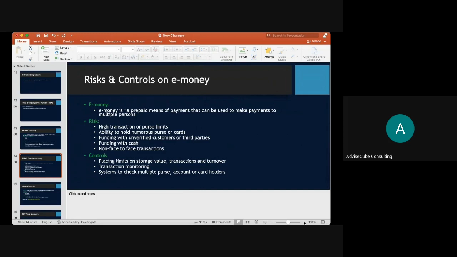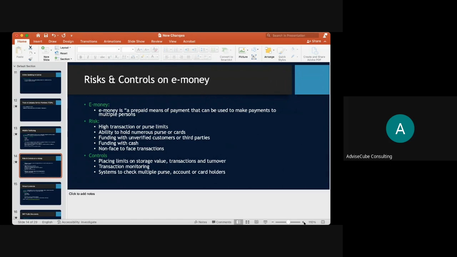Okay, so they are saying that in the case of wallets, there are high limits, or we can say purse limits. One person is holding more than one wallet. Funding is through many sources, through cash, and through non face-to-face relationships. So these are the kind of risks they have highlighted for these e-money.